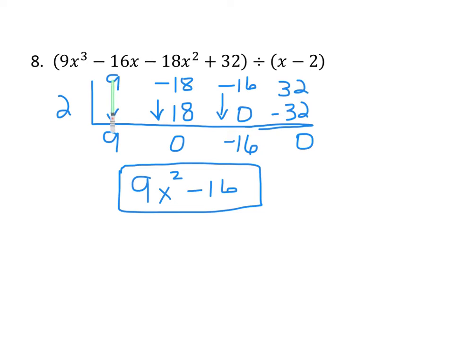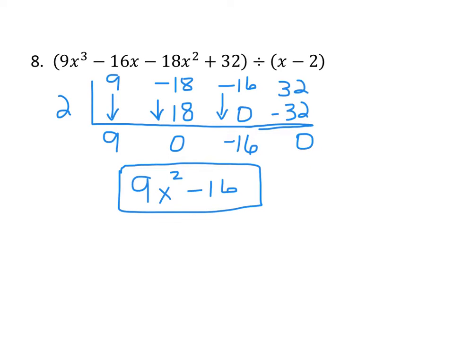So the first thing we're going to do is bring this first term straight down. We're not going to do anything to that. We're just going to bring it straight down. Then we're going to do 2 times 9 is 18, and then we're going to add. We'll get a 0. 2 times 0 is 0. Then add. Negative 16. 2 times negative 16 is negative 32. Add, and I have a remainder of 0.